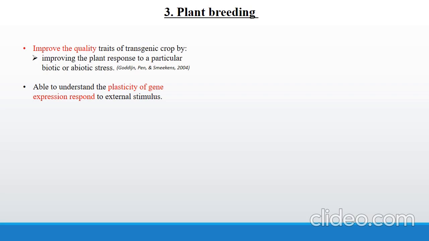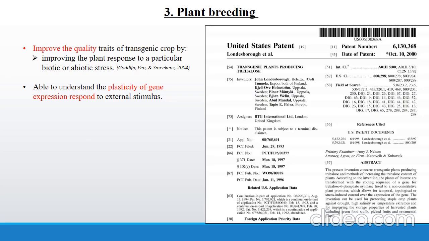Next, it is also widely used in plant breeding, in which this technique has been used to improve the quality traits of transgenic crops by improving the plant response to a particular biotic or abiotic stress. And they are able to understand the plasticity of gene expression response to external stimulus.